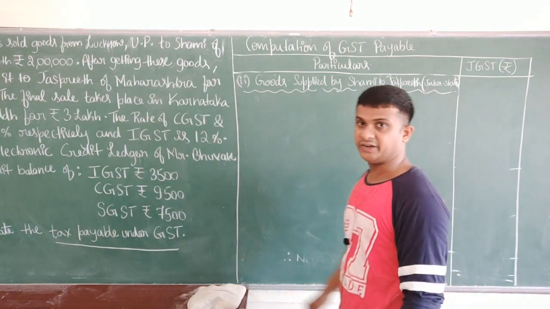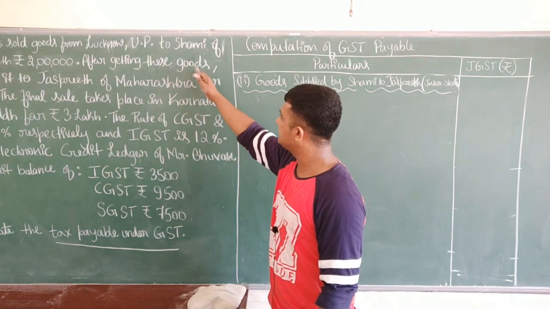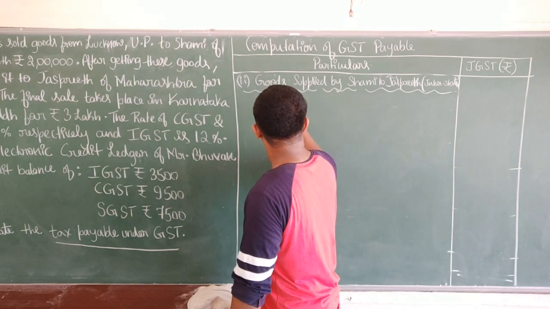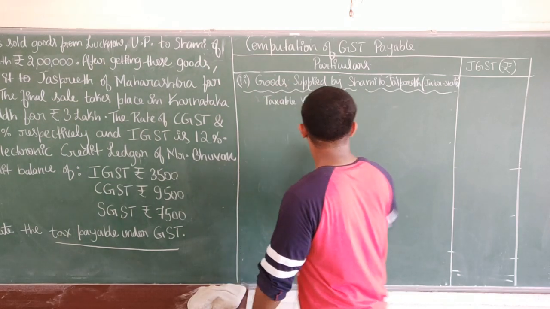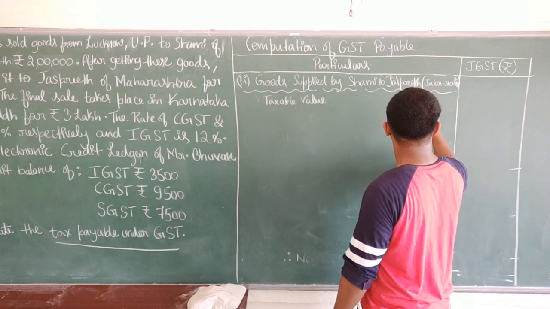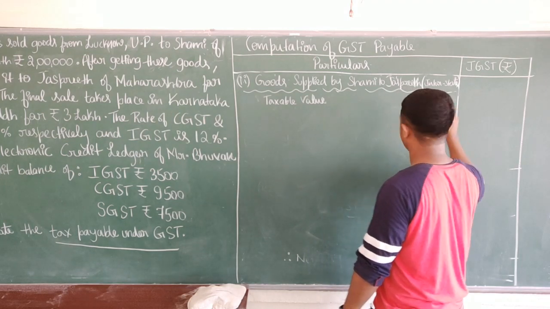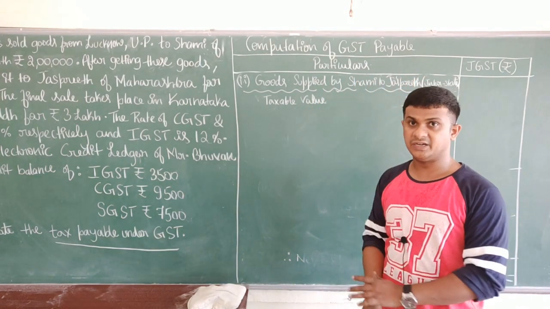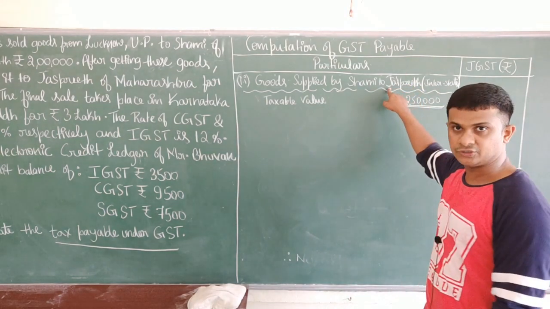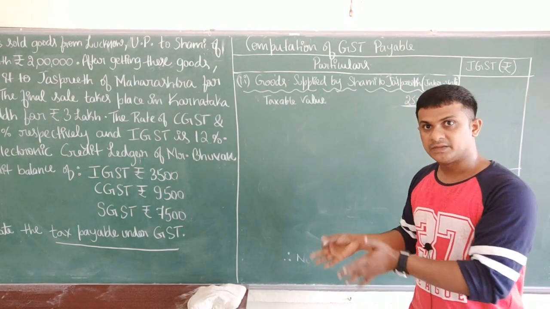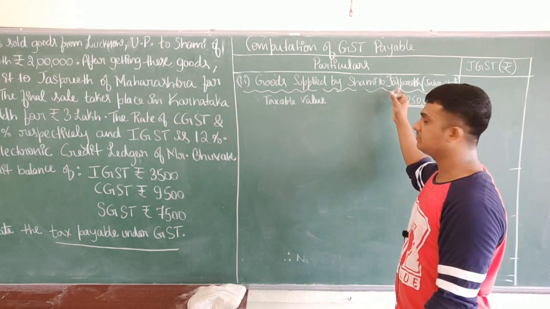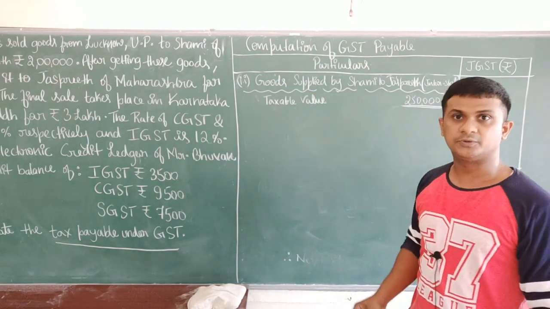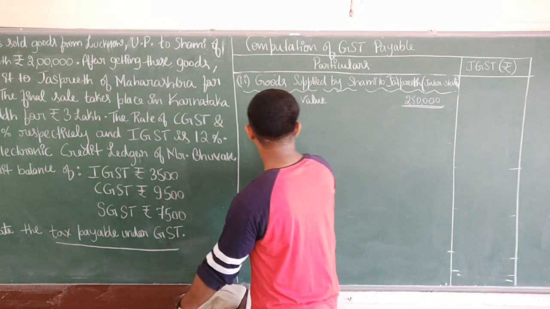So taxable value we have to identify. In this transaction the taxable value is 2.5 lakh, so I will be writing that in the inside column. Then I am putting a double underline just for identification sake. On this, Shami has to pay tax to the government. He has to charge that tax to Jaspreet, and after collecting the tax from Jaspreet, Shami has to pay it to the government. So there is output tax liability for Shami as well. We will find that now.